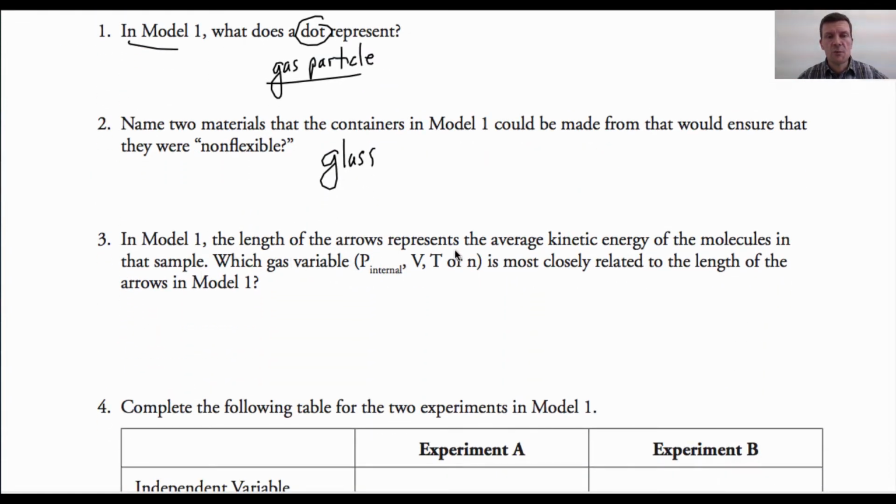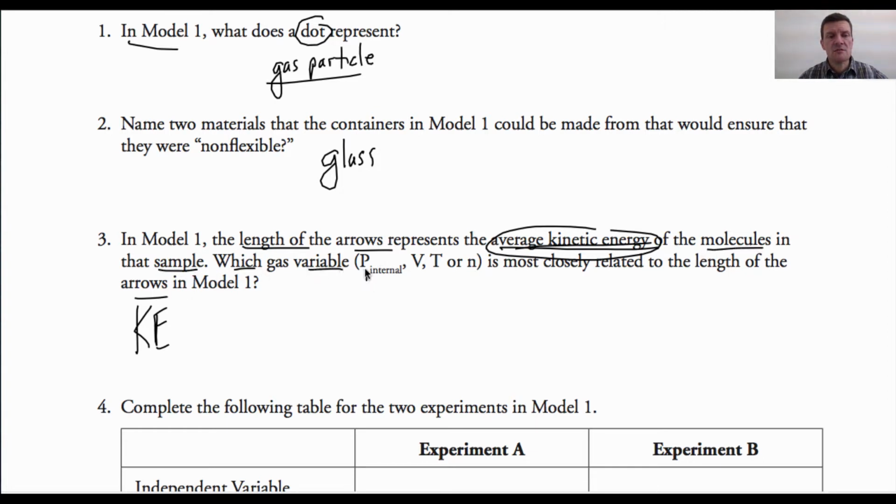The length of the arrows represents the average kinetic energy. Kinetic energy, we usually put capital K, capital E. Average, we put a line over there. That is the average kinetic energy. That's the length of the arrows, and that is the average kinetic energy of the molecules in that sample.